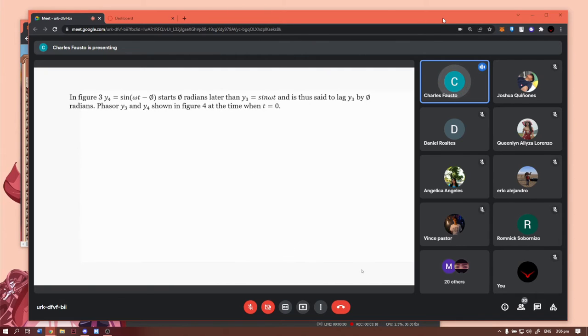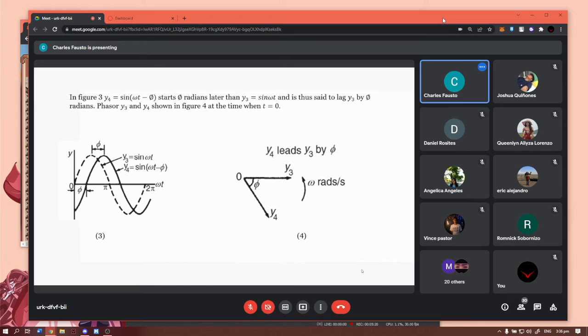Okay, so in figure 3, kita natin, y sub 4 is equal to sine quantity omega t minus p. Okay, starts p radians later than y sub 3. So, is equivalent to sine omega t and is thus said to lag y sub 3 by p radians. No? So, phasors y sub 3 and y sub 4 shown in figure 4 at the time when t is equivalent to 0. No?